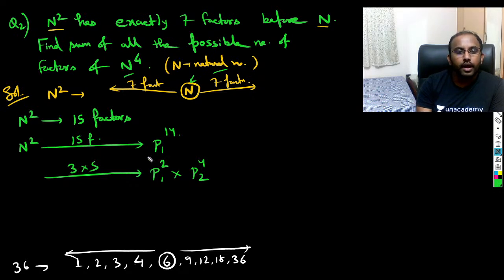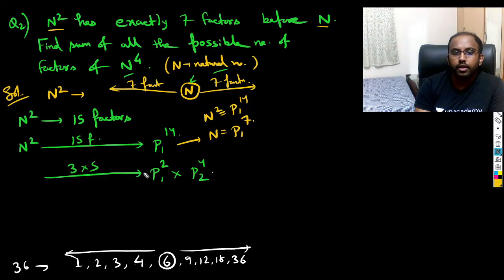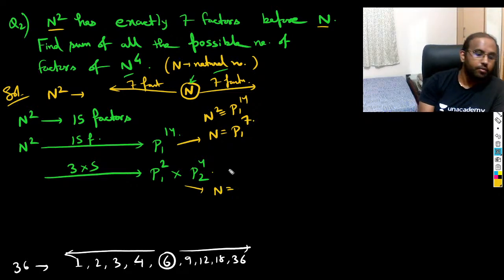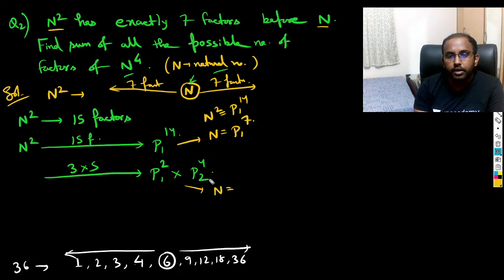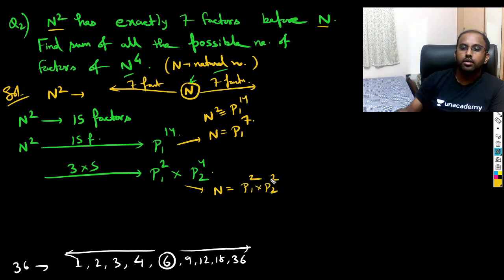Right? So now n square is p1 raised to 14. So from here I can deduce that n is equal to p1 raised to 7. If n square is p1 raised to 14, then n is equal to p1 raised to 7. And from here, if n square is p1 square into p2 raised to 4, then n will be equal to p1 into p2 square, right?